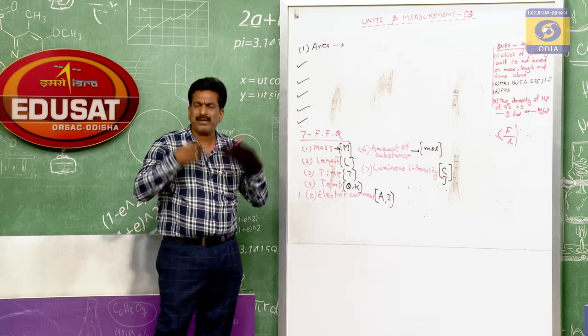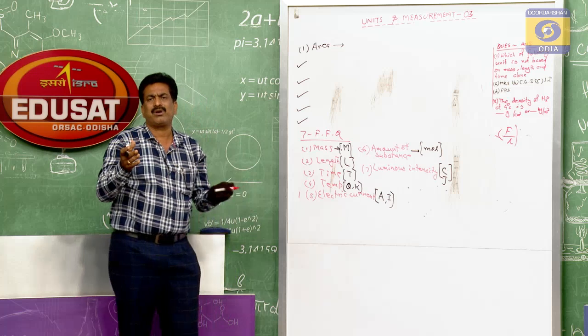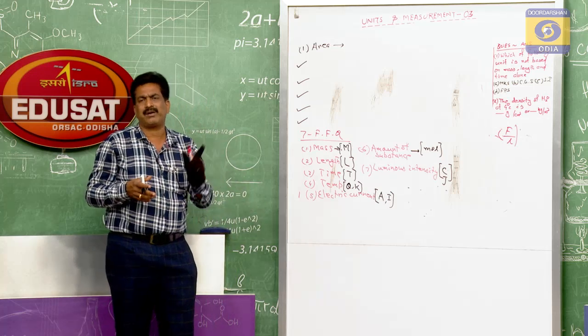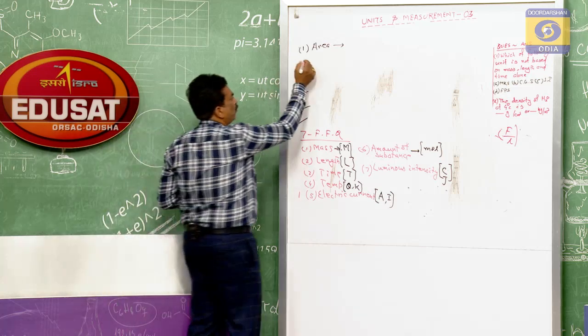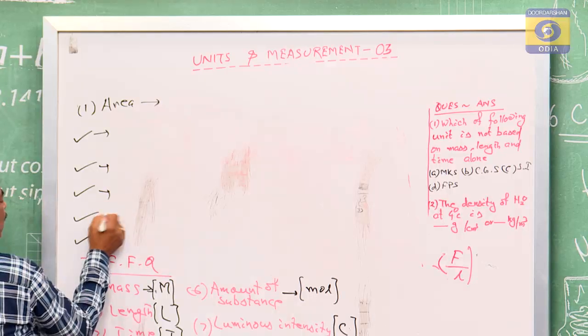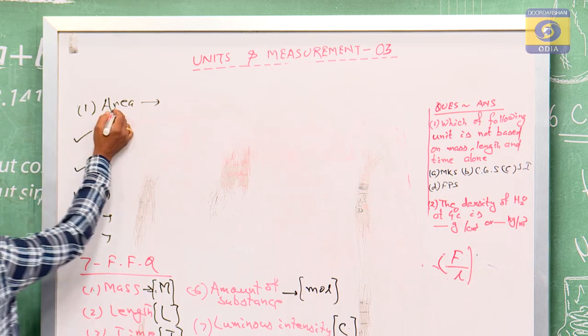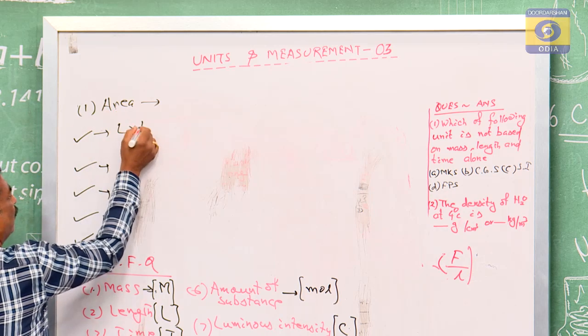But if you learn it by heart, the time will come when you will be in a dilemma, whether it is correct or wrong. So, let us go in this way. That is the area. The first step is to write the formula. What is the area formula? Length into breadth.